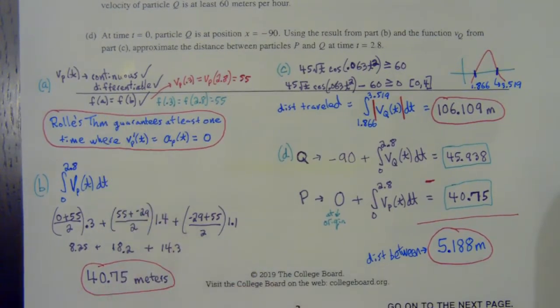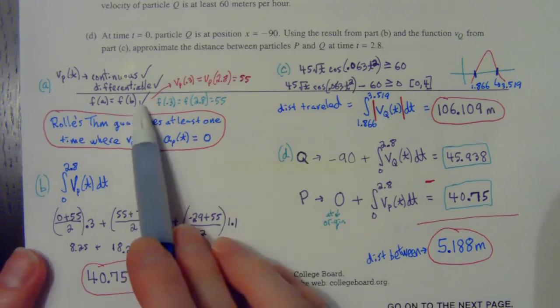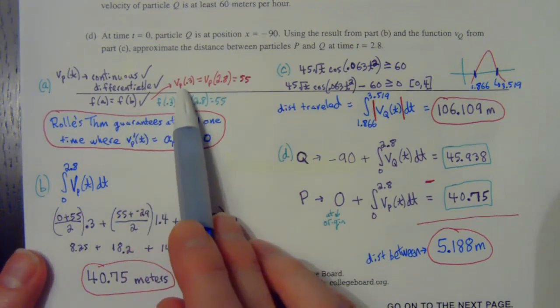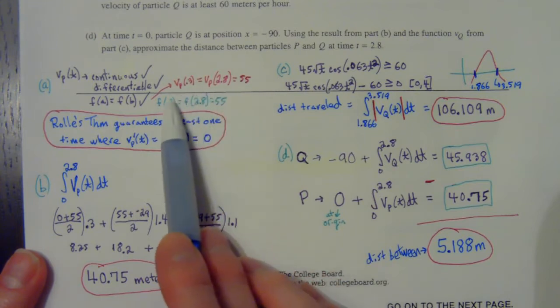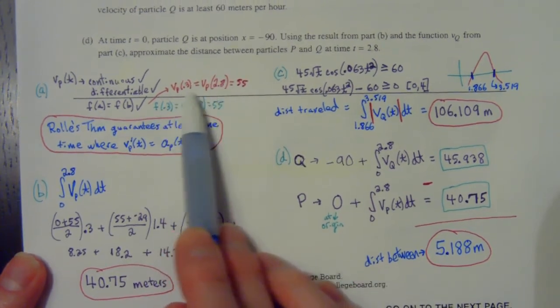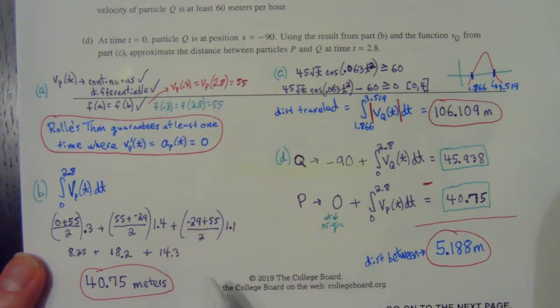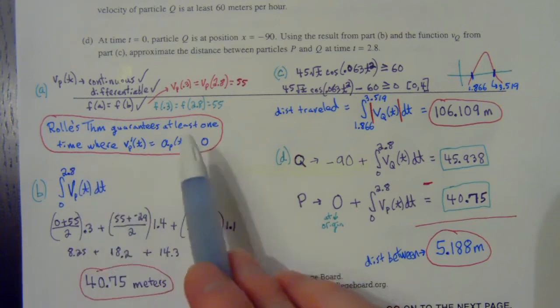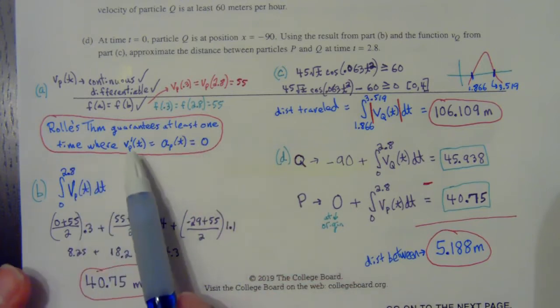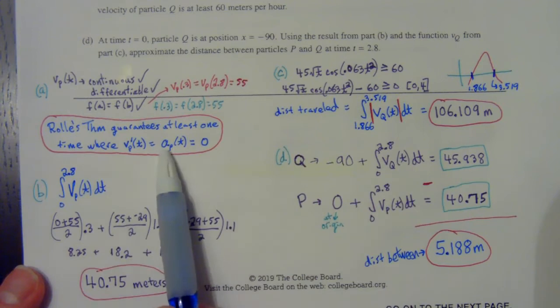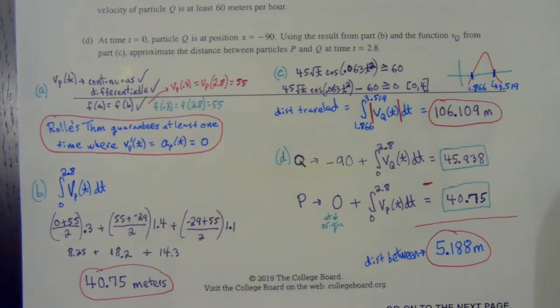And so you just got to mention all three things. It's continuous, differentiable, and F of A equals F of B. And I guess instead of writing it with the F's, I probably should have written it with the V's, which I just came up right here and said, okay, just to be clear, the y value is the same at both of those x values right there. And then, if all three stipulations are true, Rolle's theorem guarantees at least one time where that derivative is equal to 0, and that derivative is the acceleration, which is equal to 0 right there.